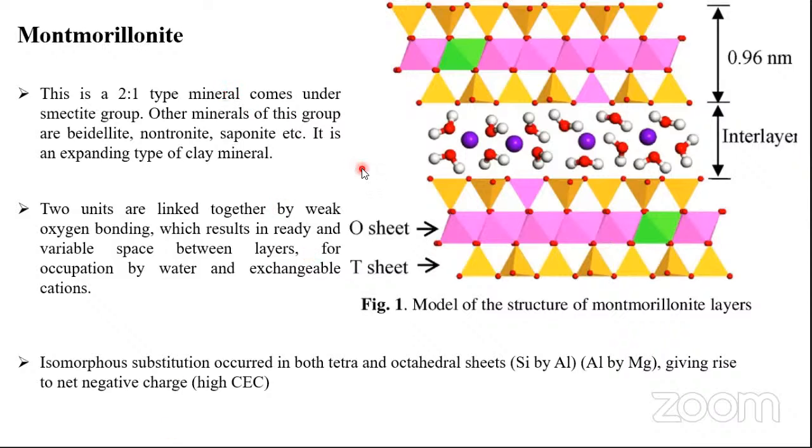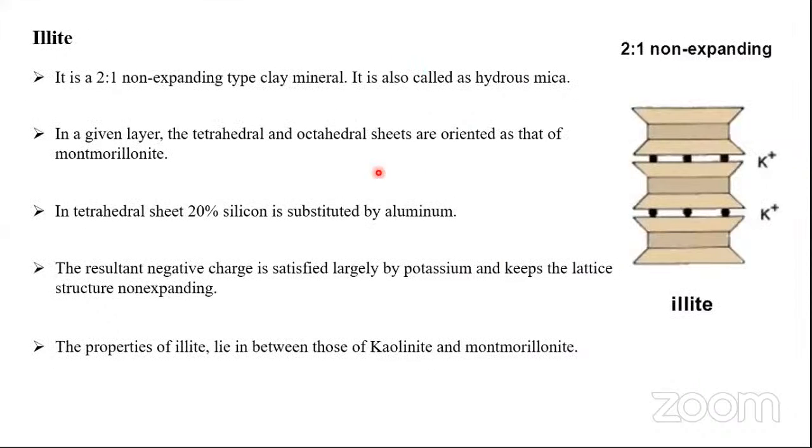Okay, this is for study purposes. Coming to the next, illite. Illite is a non-expanding type, students. It is quite similar, and it is also called hydrous mica. It is sandwiched: an aluminum octahedral sheet is sandwiched between two tetrahedral sheets, just like Montmorillonite. But at the same time, in between the two lattice structures, in the interlayer, there will be some potassium. So illite is non-expanding. This is the best example of a non-expanding type.